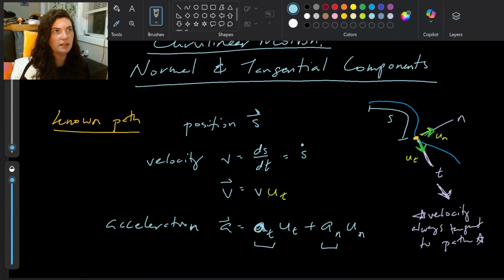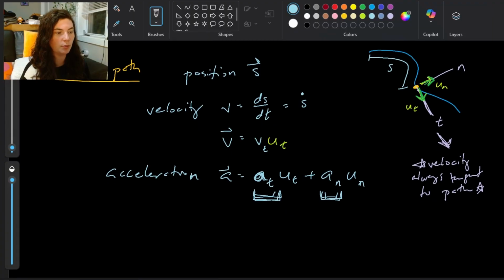We can understand that this velocity tangent is just velocity. There's no velocity in the normal direction, but what do we do about these guys? What are these guys? These guys have defined parameters.